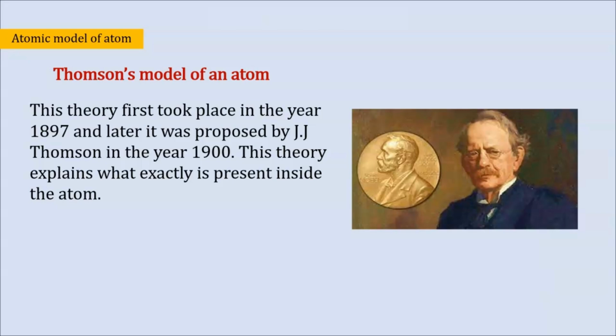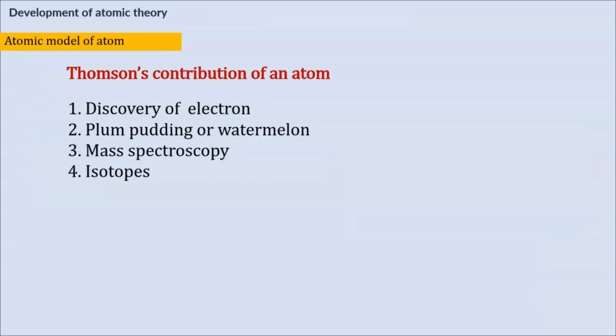So earlier there was the other scientist. This model first came in the year 1897. And they couldn't explain any of the atomic model, and it was being like that. And later Thomson came, and in the year 1900, J.J. Thomson proposed this theory and explained what exactly is present inside the atom.